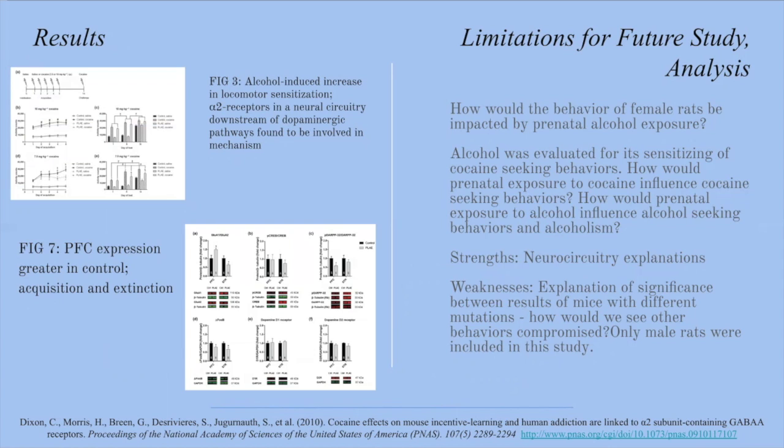Some strengths are neurocircuitry explanations. Weaknesses are explanations of significance between results of mice with different mutations and how we would see other behaviors compromised. Only male rats were included in the study, which is a weakness.